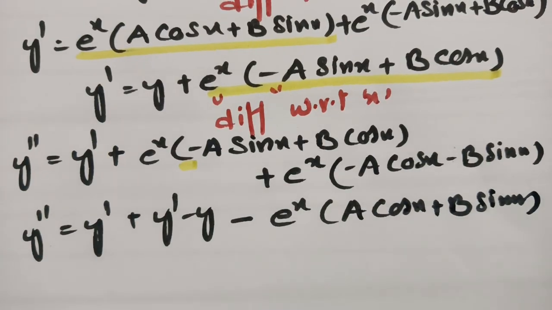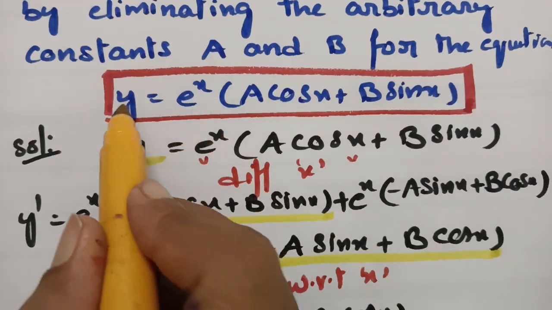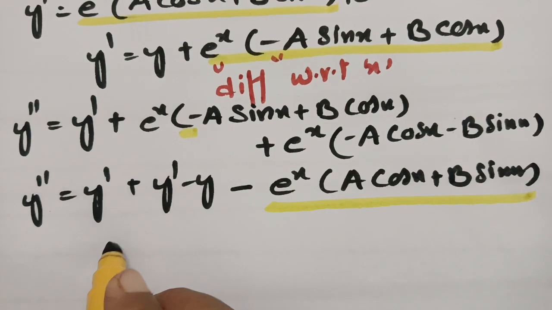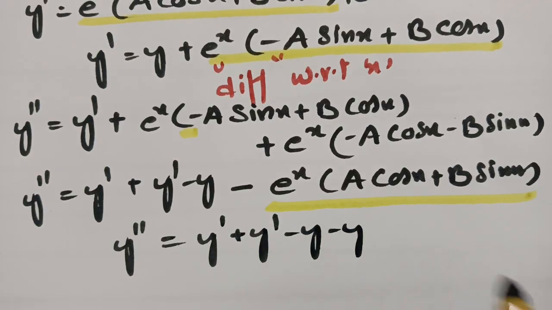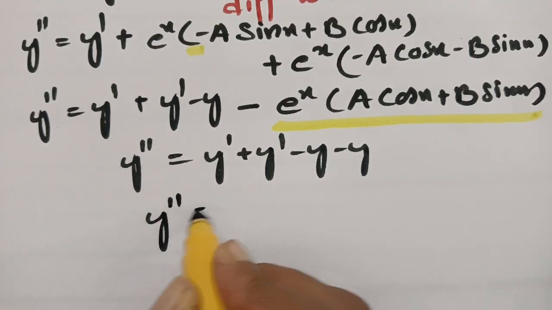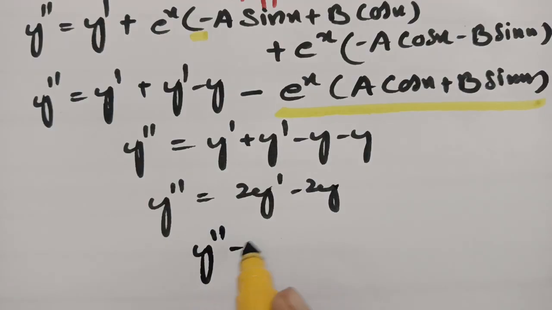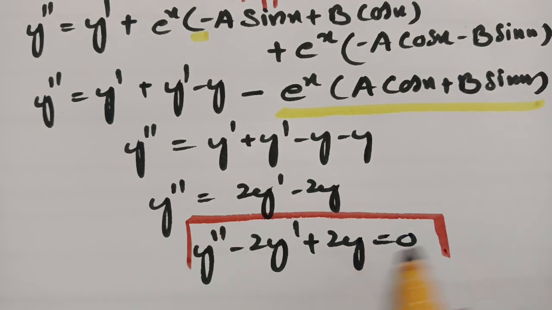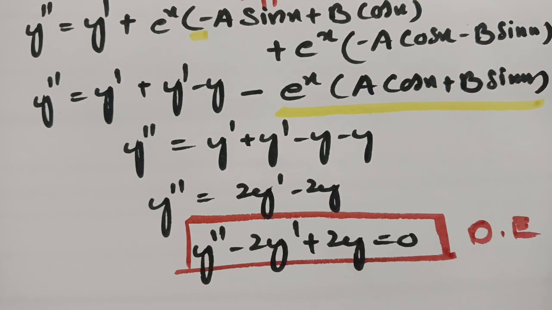If you observe this one, e power x into (a cos x plus b sin x) is nothing but y. So in place of this, I am writing y. So this is y double dash is equal to y dash plus y dash minus y minus y. So this is going to become y double dash is equal to 2y dash minus 2y. And therefore, y double dash minus 2y dash plus 2y is equal to 0. So this is the required differential equation after eliminating the constants A and B.